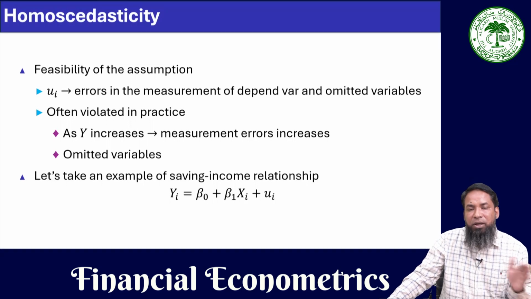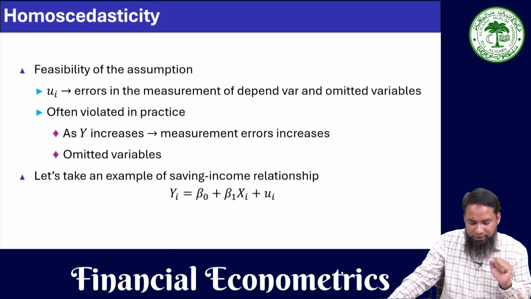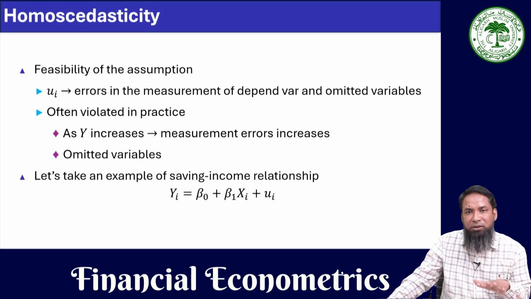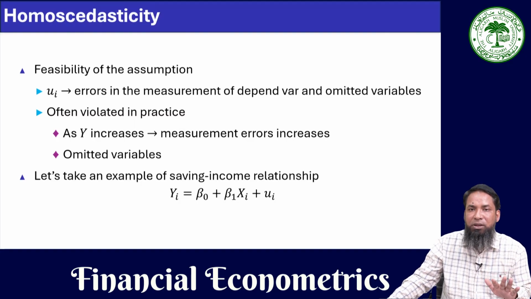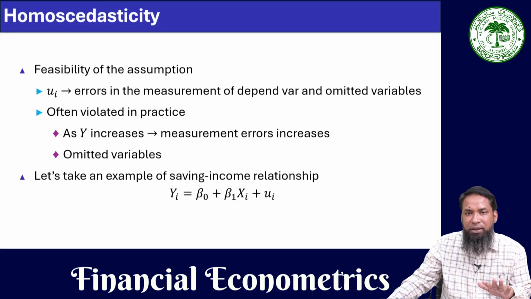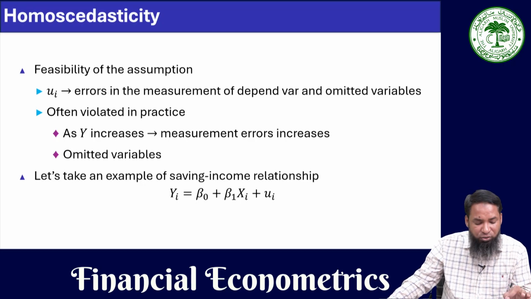And if there is no relationship, we assume homoscedasticity. Now, how feasible is this assumption? We are assuming that there is constant variance. How possible, how feasible is it in the real world? To understand that, let's first think about why we include ui.